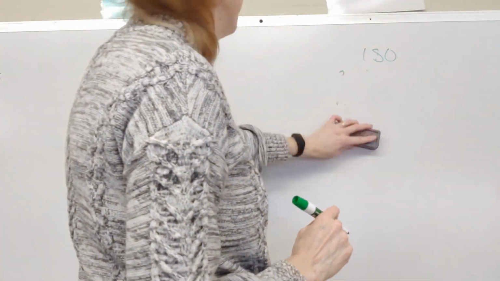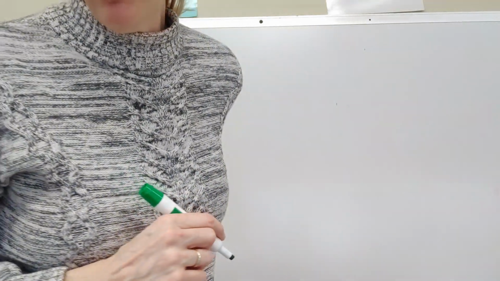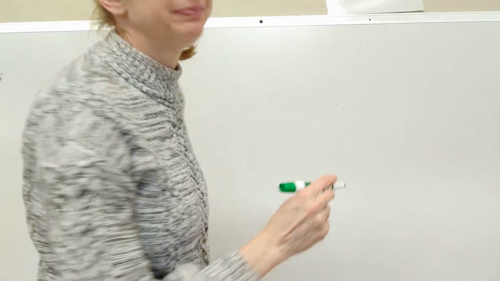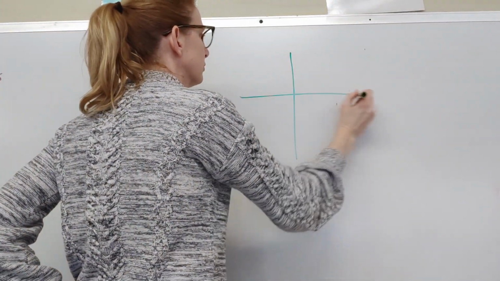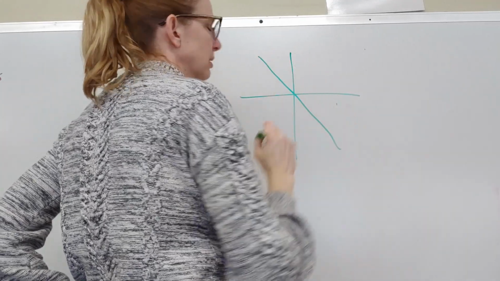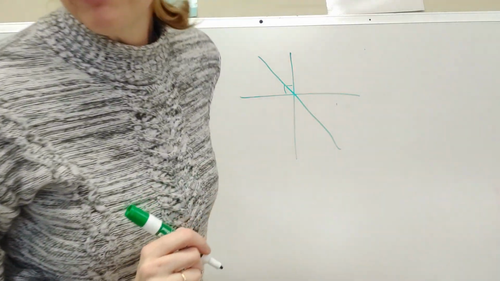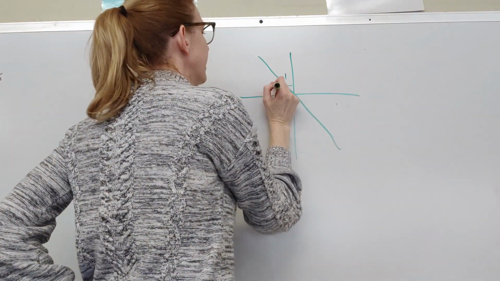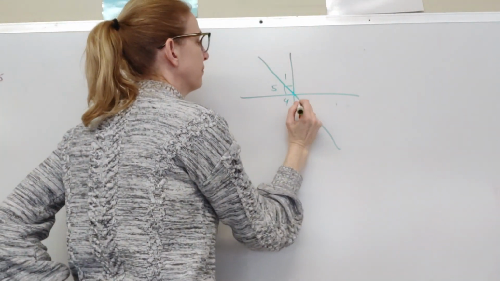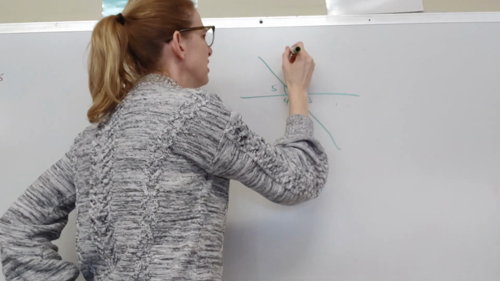Oh, I love example 3. This is where it gets fun. It's like a big puzzle. Okay, so I'm going to draw the picture, and I want you to draw it in your notes. So copy the picture in your notes. And then we've got one line coming right through here. We've got angles 1, 5, 4, 2, 3. Okay, so here's our picture.